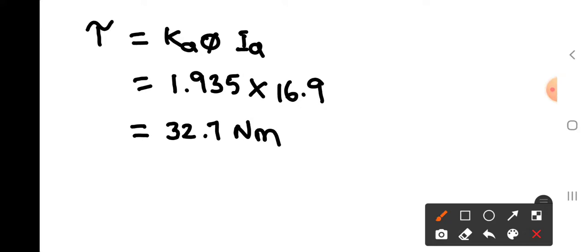First problem is over. Next, the second one. What he asked is that we need to find the speed of the motor when alpha is equal to 60 degrees and torque is equal to 20 Newton meters. Can we find it? Yes, we can, because Ka pi is constant. If Ka pi is constant, you can easily find the value of Ia, since the torque is given. Once you find Ia, you can find the value of Eb, because Va he has given.